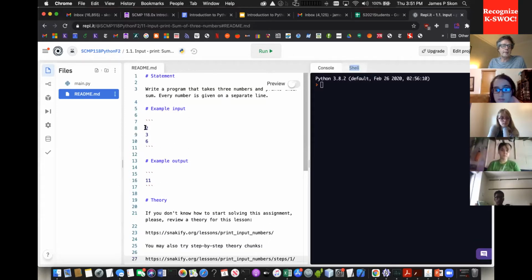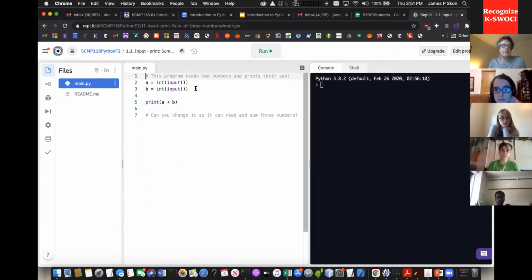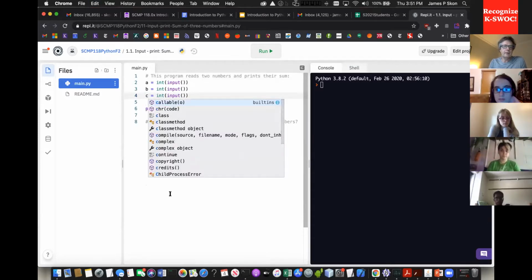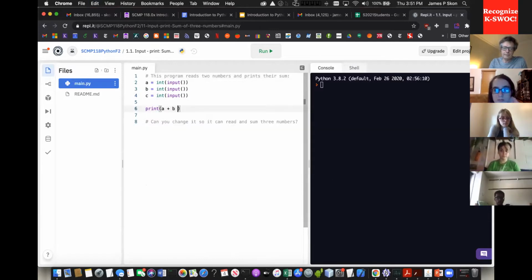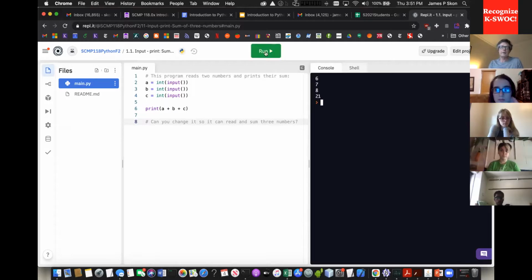Okay, so anyway, here's the problem. It says write a program where we type in 3 numbers and then it types out their sum. Okay, so you don't know how to do this, but I'm going to tell you, all we really have to do is add a 3rd input here, and I'm going to make that C. And I'm going to say A plus B plus C, and I'm going to run it. And sure enough, if I do 5, 8, and 2, I get 15. If I run it 6, 7, and 8, I get 21. If I do 1, 1, 1, I get 3.